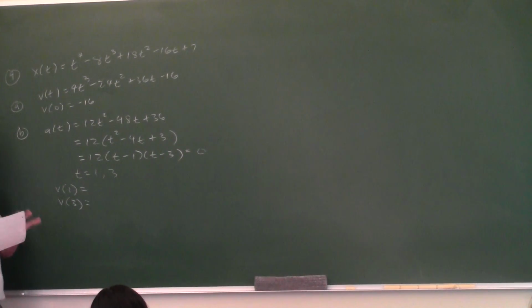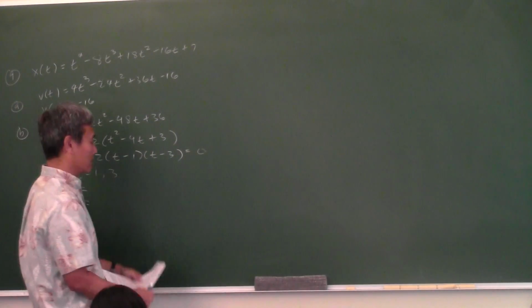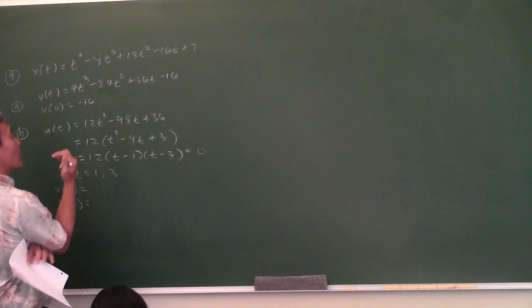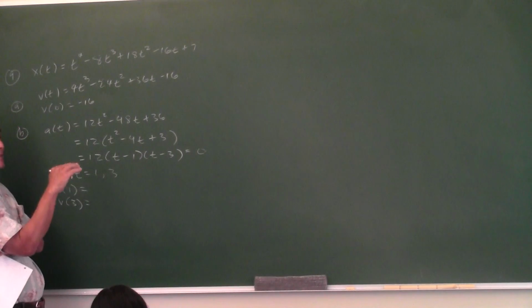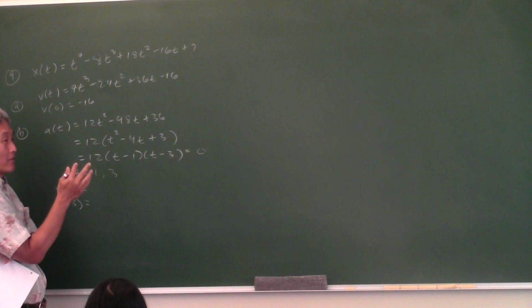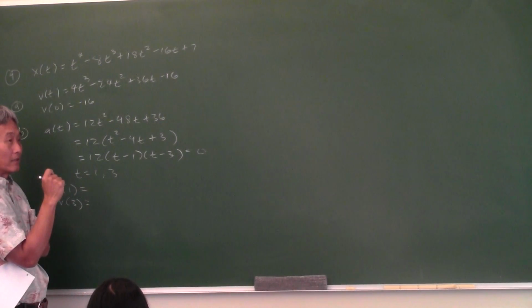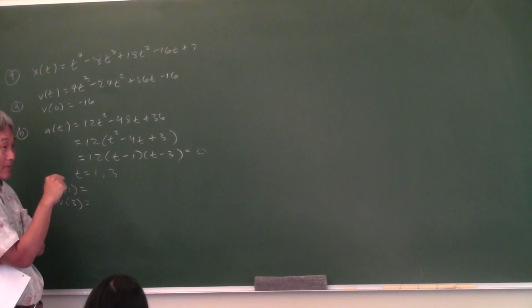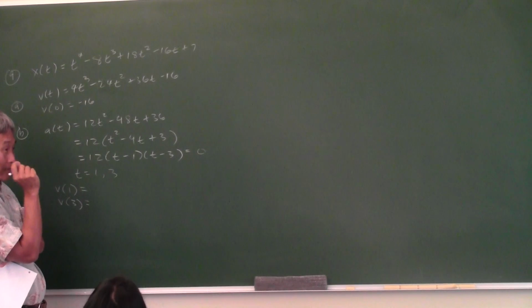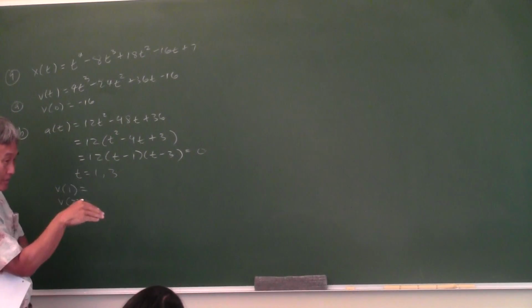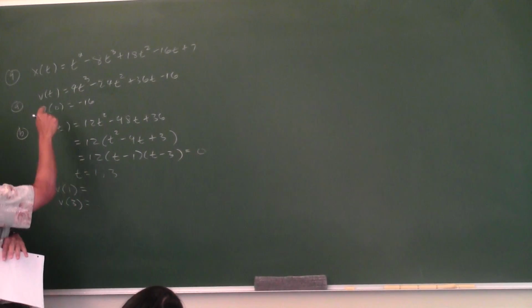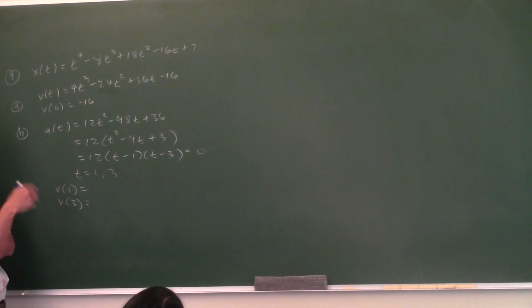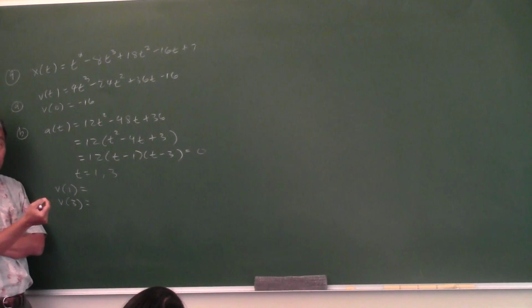C. For what values of t is the velocity decreasing? Okay, now it's important to know, how do you determine if a function, any function, doesn't matter what it is, is increasing or decreasing? What do you look at? Derivative. You look at its derivative. If the derivative is positive, that means the function is increasing. If the derivative is negative, that means the function is decreasing. So if I want to know when the velocity is decreasing, I need to know when its derivative is negative.